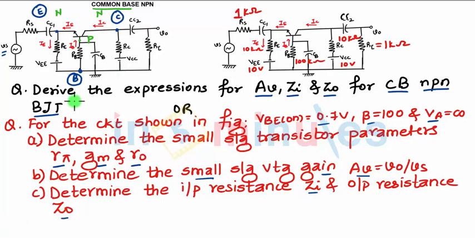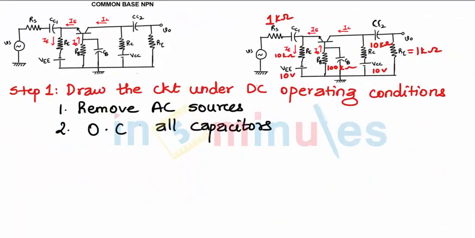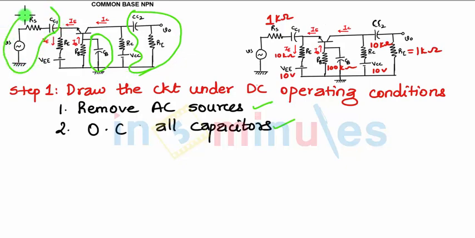So we will do the derivation as well as the problem on the common base NPN transistor. To start with, we are drawing the circuit under DC operating conditions. For that, we remove the AC sources and open circuit the capacitors. Now which capacitors will be open circuited? This capacitor will be open circuited, so this part will be removed from the circuit. Again this will be open circuited, so this part will be removed. Similarly over here, this part, this part, and this part will be removed.